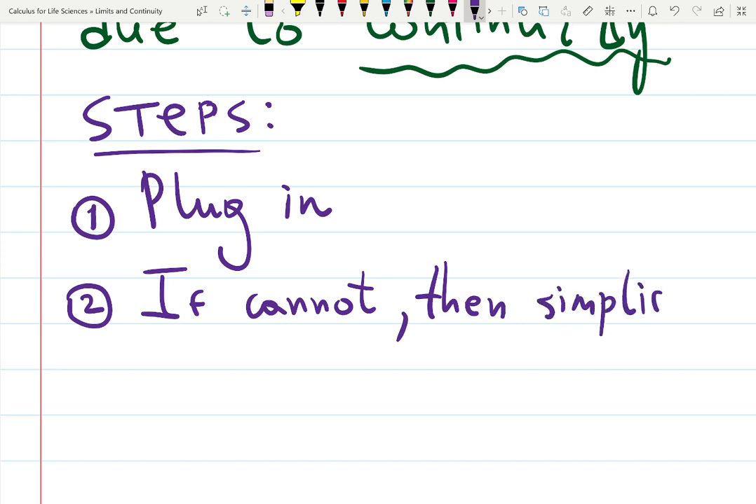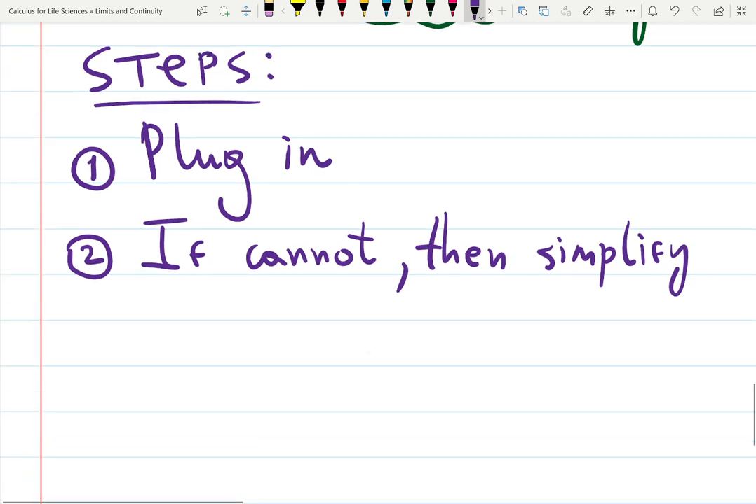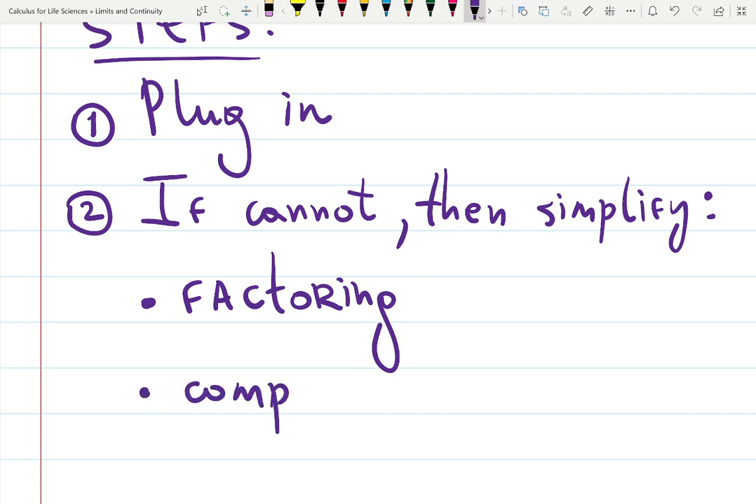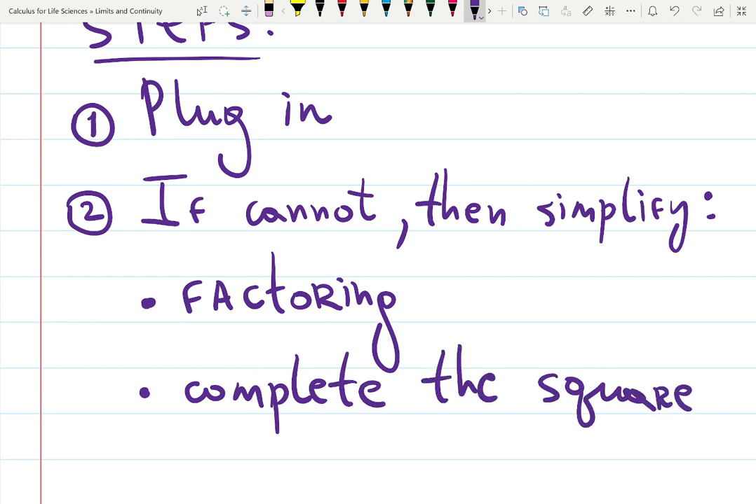And this is where the algebra skills will be needed, and we reviewed them in lecture 0. So what kind of simplification will be popular? The most popular will be factoring. We did factoring in lecture 0, quadratic equation, remember? Full square. Sometimes you need to complete the square. Those kinds of things.